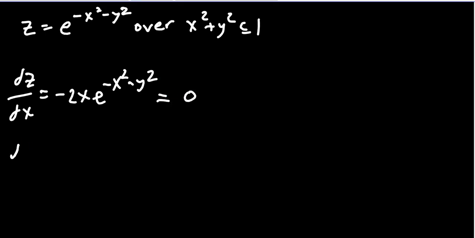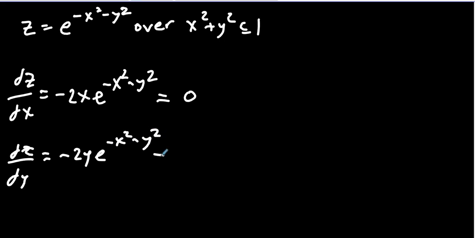Okay. And now let's do the partial with respect to y. Partial with respect to y is just the same thing, but with the y. Negative 2y e to the negative x squared minus y squared equal to 0. Now, you may be wondering, how are we going to find this out? I mean, we have 2 variables, and we're setting them equal to 0, so how is this going to work?